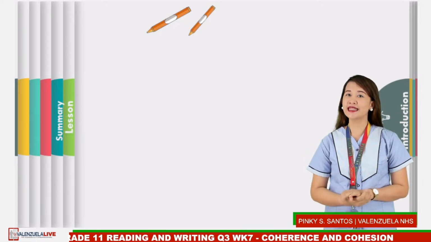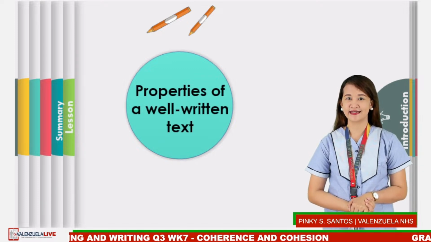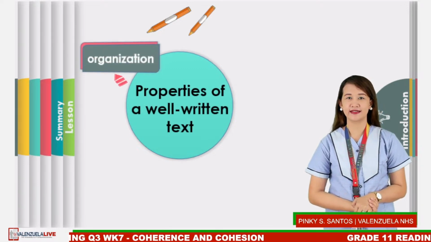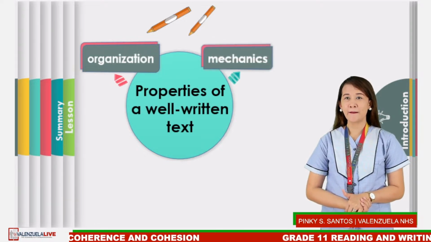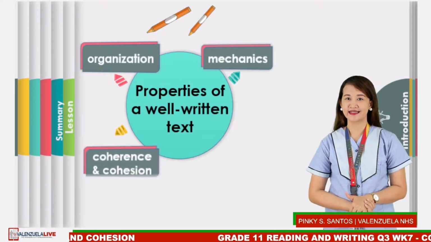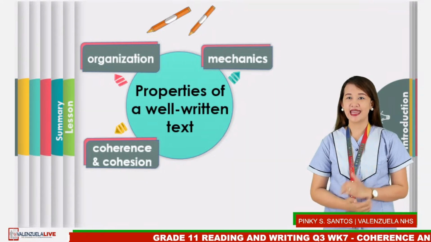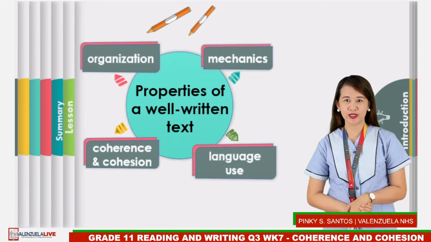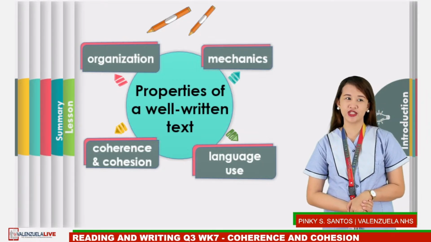A well-written text must have, first, organization. Next is mechanics. Next is coherence and cohesion. And the last is language use. Today, we will be focusing on coherence and cohesion.